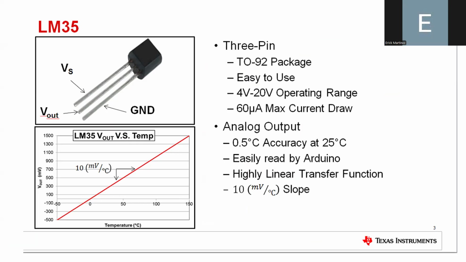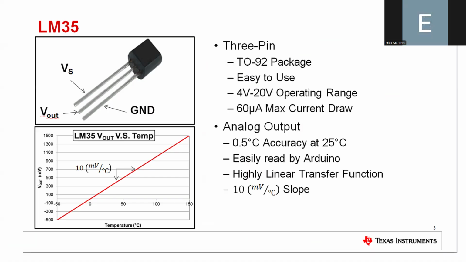And you can power this sensor with 4 to 20 volts. You can use a small battery, or maybe you can use your own computer to power this device. And also the power that this sensor demands is very low. Well, the current is 60 microamperes. So if you multiply this current by the voltage, you will have a very small power consumption.